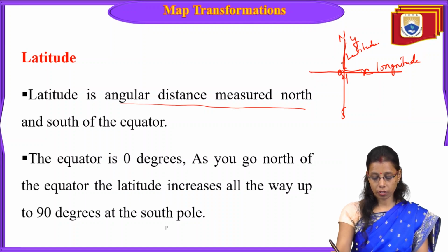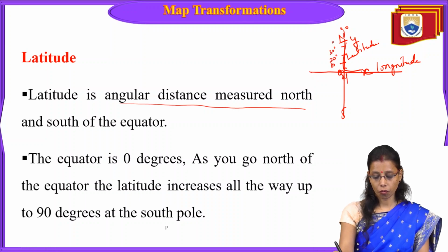Suppose here is your 0 degree. You go up north: 0, 20, 40, 60, 80, 90. Or, if you take an interval of 10: 10, 20, 30, 40, 50, 60, 70, 80, 90. So 90 degrees north.